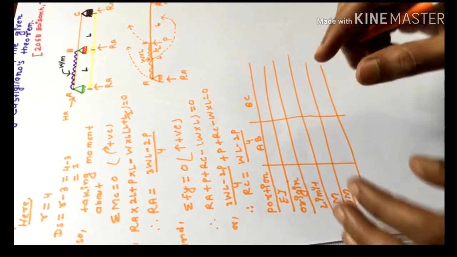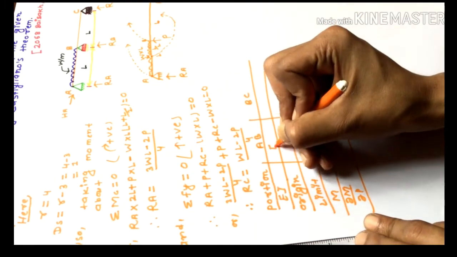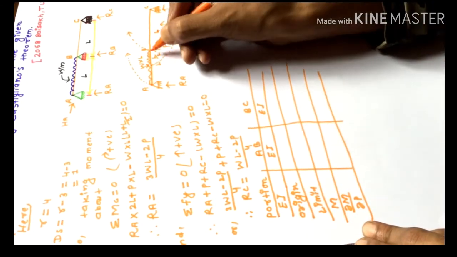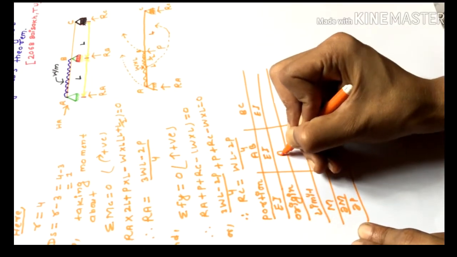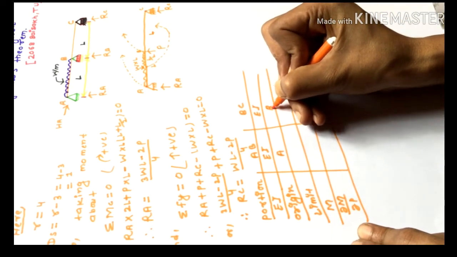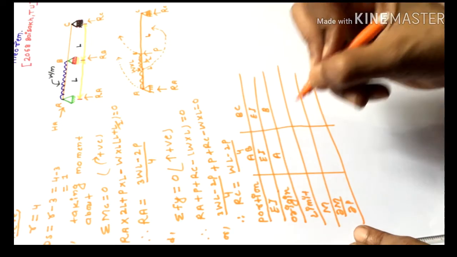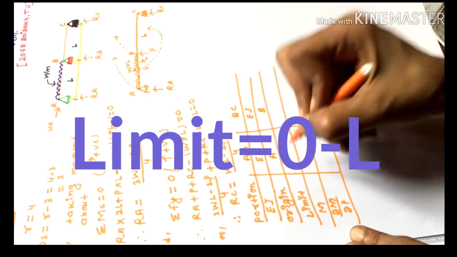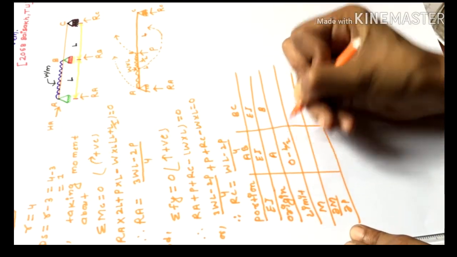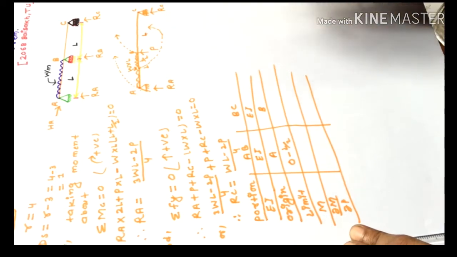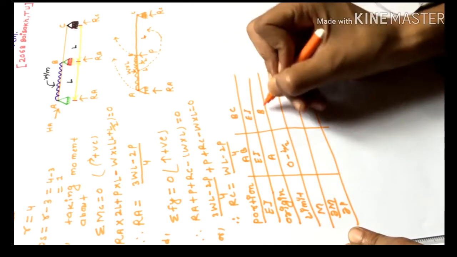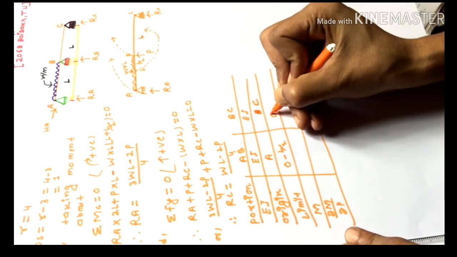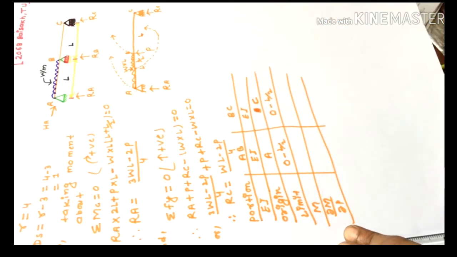EI is constant throughout the figure, so for AB, EI, and for BC, EI. Let us assume in portion AB, A as origin, and in BC, C as origin. In the figure we can see that if A is the origin, from A to B our limit is 0 to L by 2. In portion BC, if C is the origin, then our limit is 0 to L by 2.